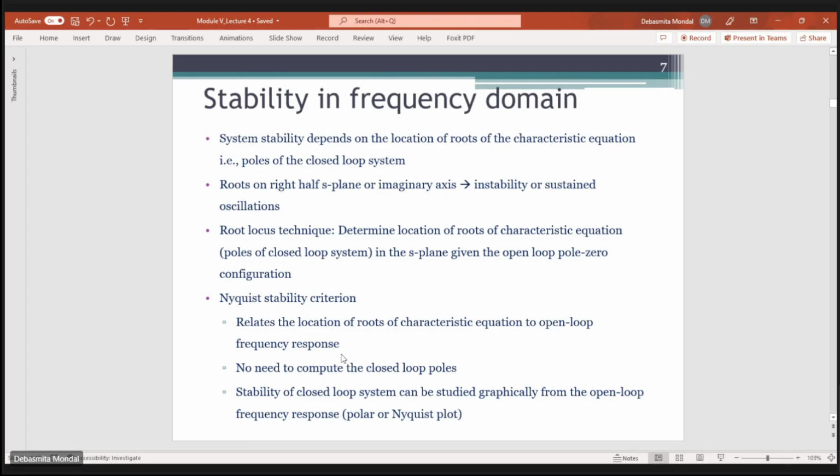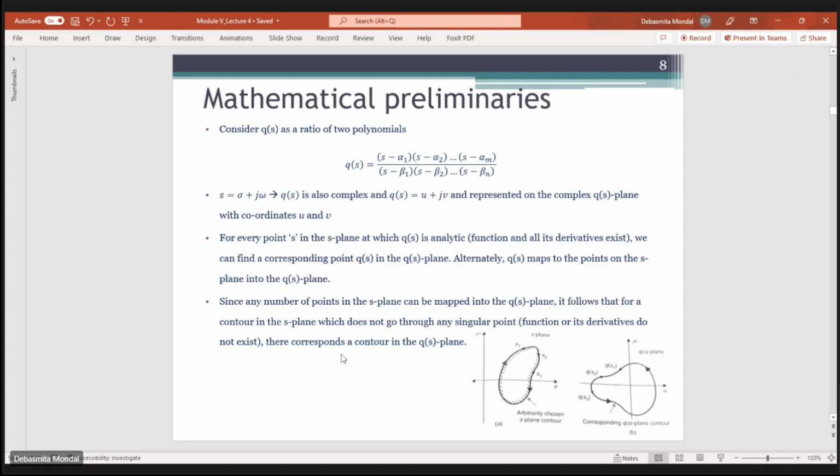Okay, so if you plot the frequency response of a given system, if you plot this Nyquist plot, just by simply studying the Nyquist plot, you can say whether your system is going to be stable or not. We don't need to calculate all the different locations of the closed loop poles. So this is the best part about studying stability in the frequency domain. Okay. So before going into the Nyquist stability criteria, first let us talk about a few mathematical background concepts which lead to this Nyquist stability criteria.